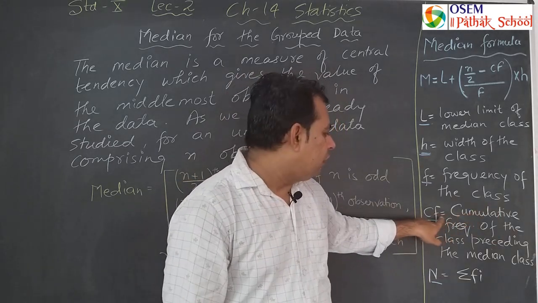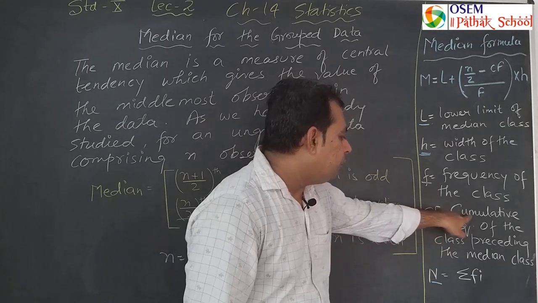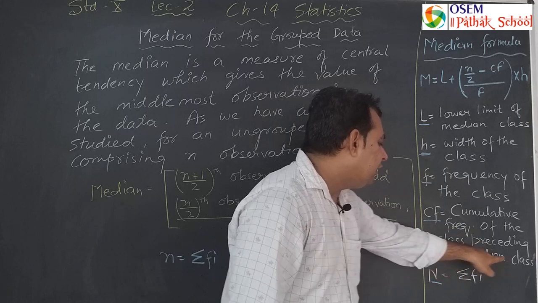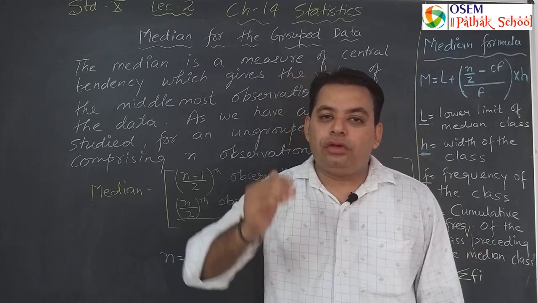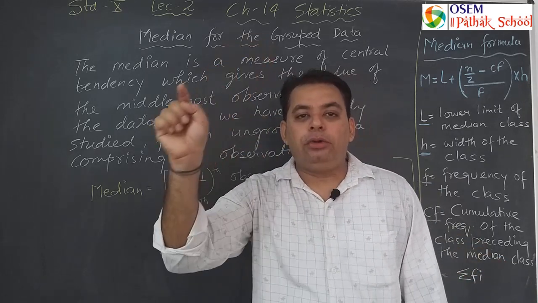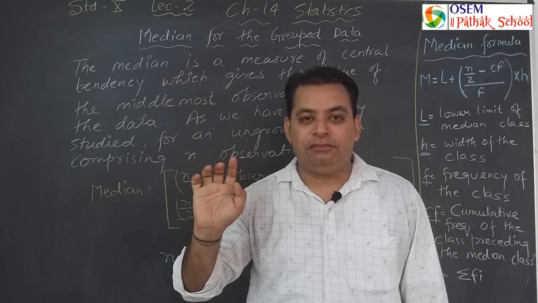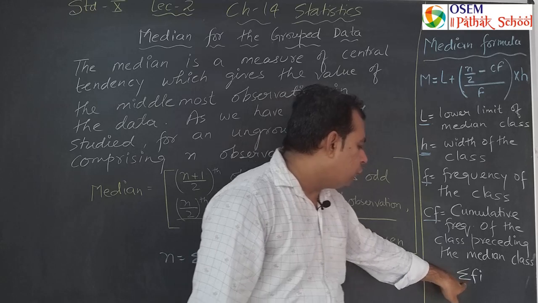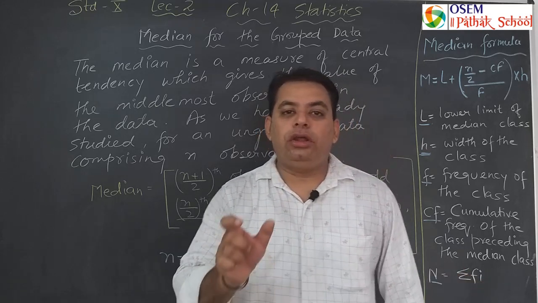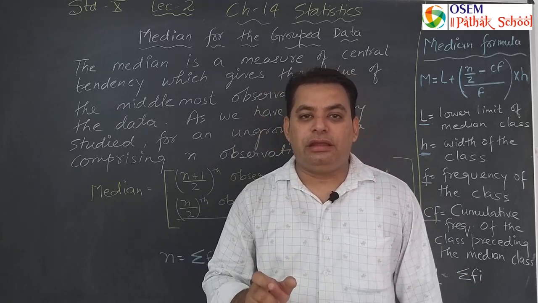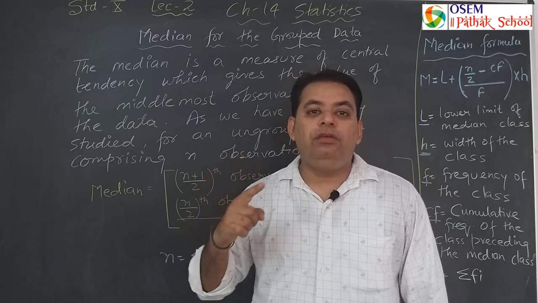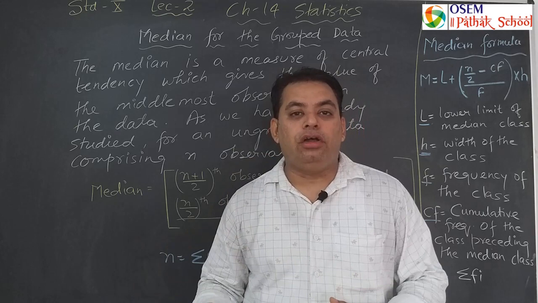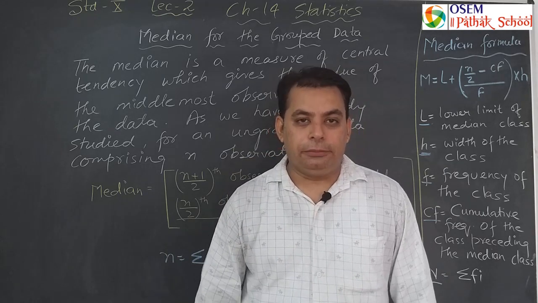And you can see over here cumulative frequency, Cf, means the cumulative frequency of the class preceding the median class. The class just above the median class, in the Cf column, is where our Cf is taken. And here I can show you that n equals sigma fi, meaning the total of the frequencies is known as n. Related to this only we are going to solve a sum of median, so that you can get the concept of median very clear.